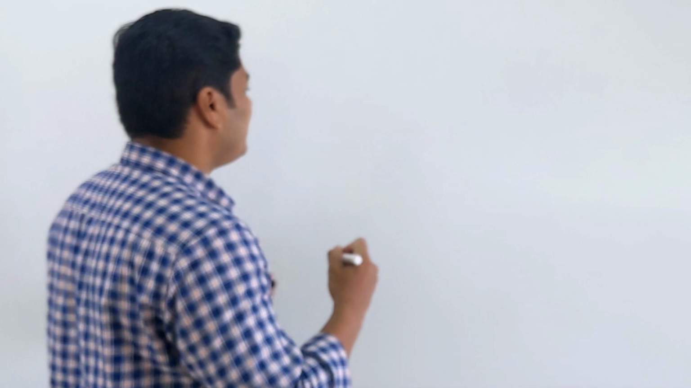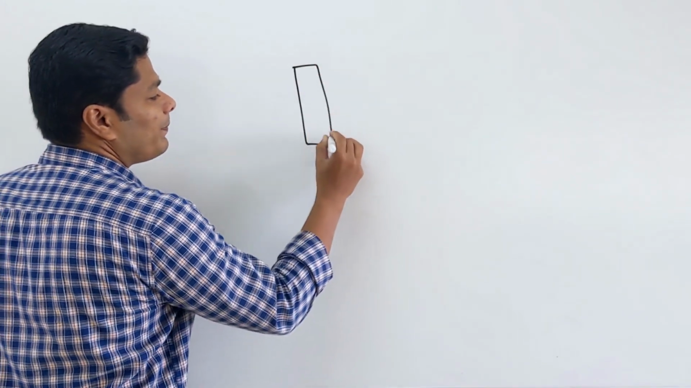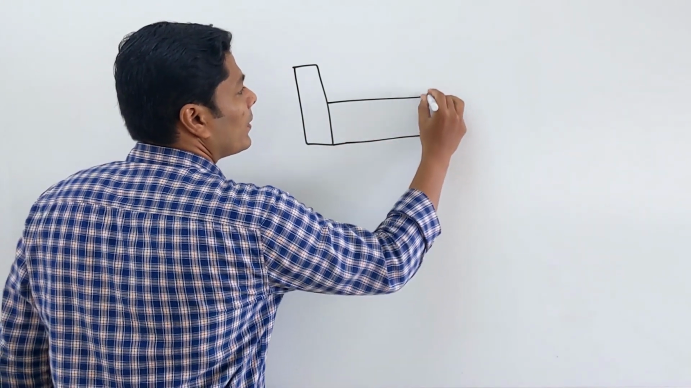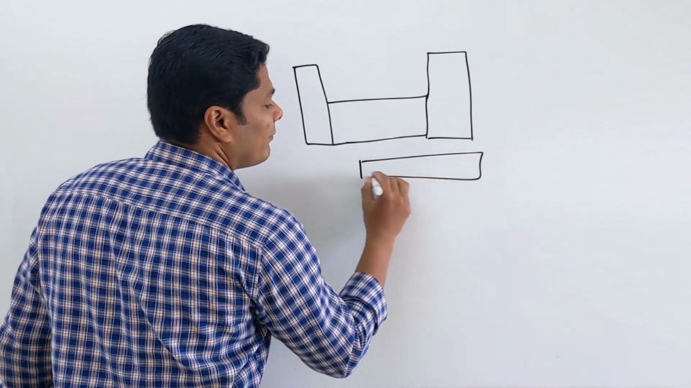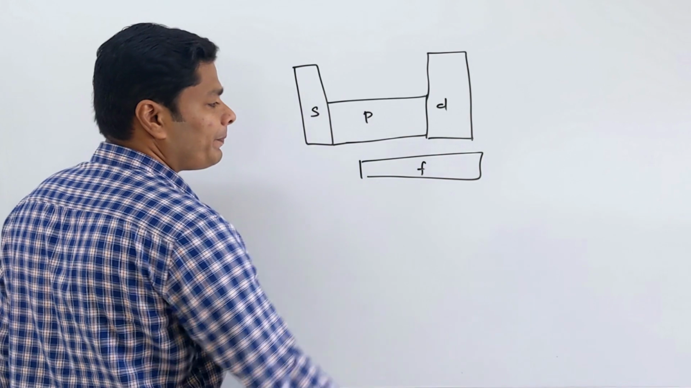Quantum numbers are extremely vital when it comes to looking at a periodic table. When you look at a periodic table, you know that it has a shape something like this. Correct? This is what you have. You have S, P, D and F.